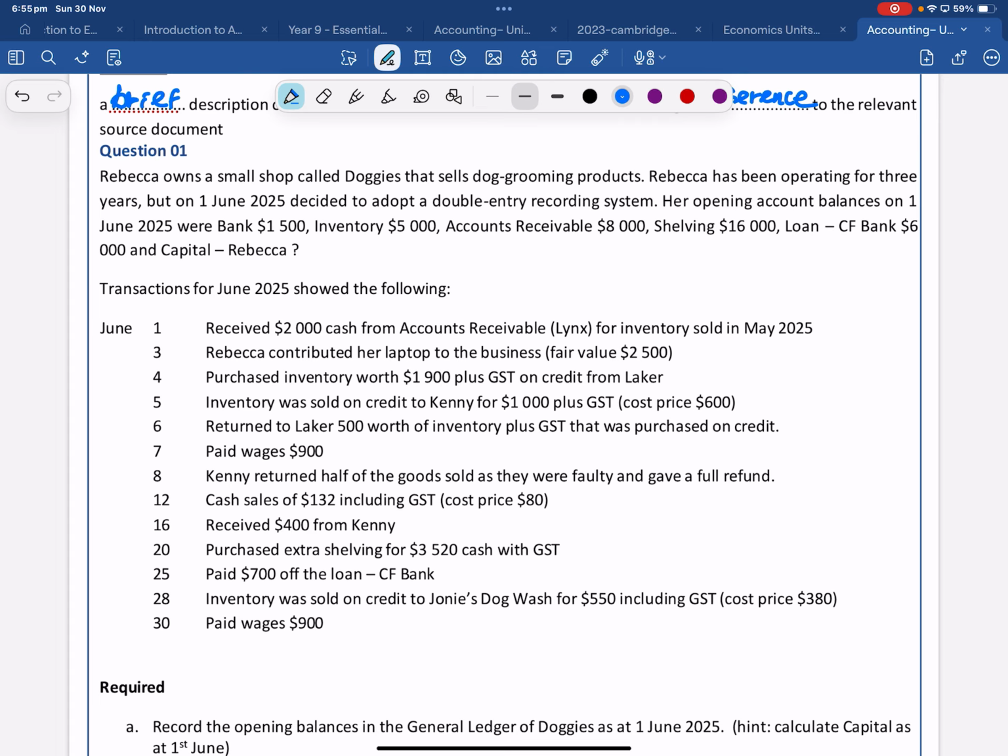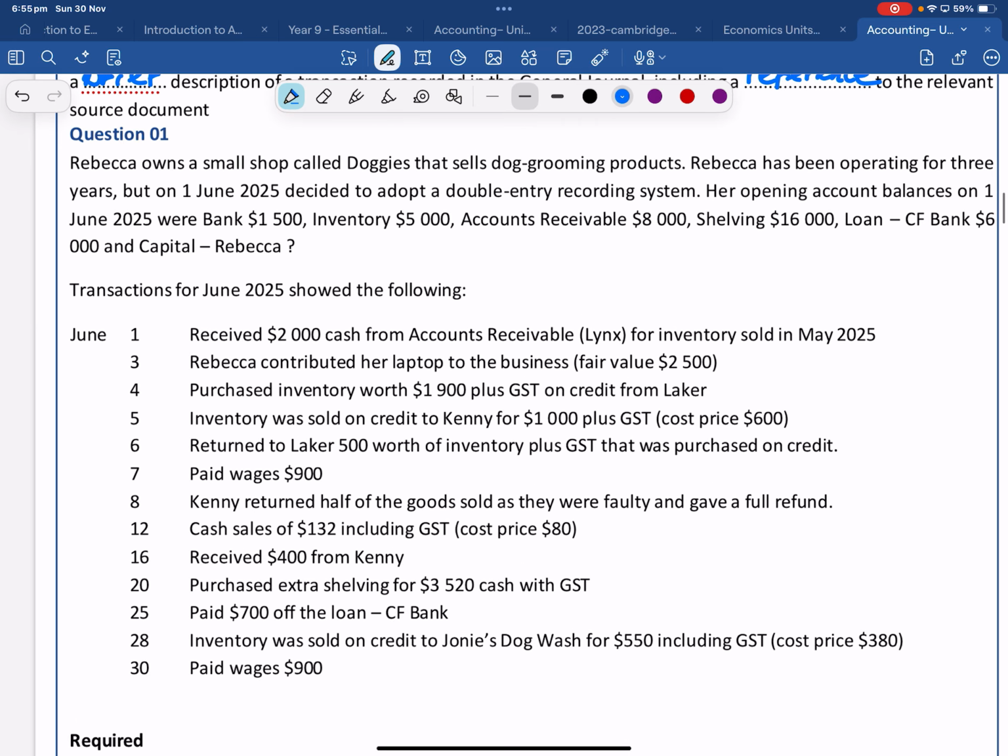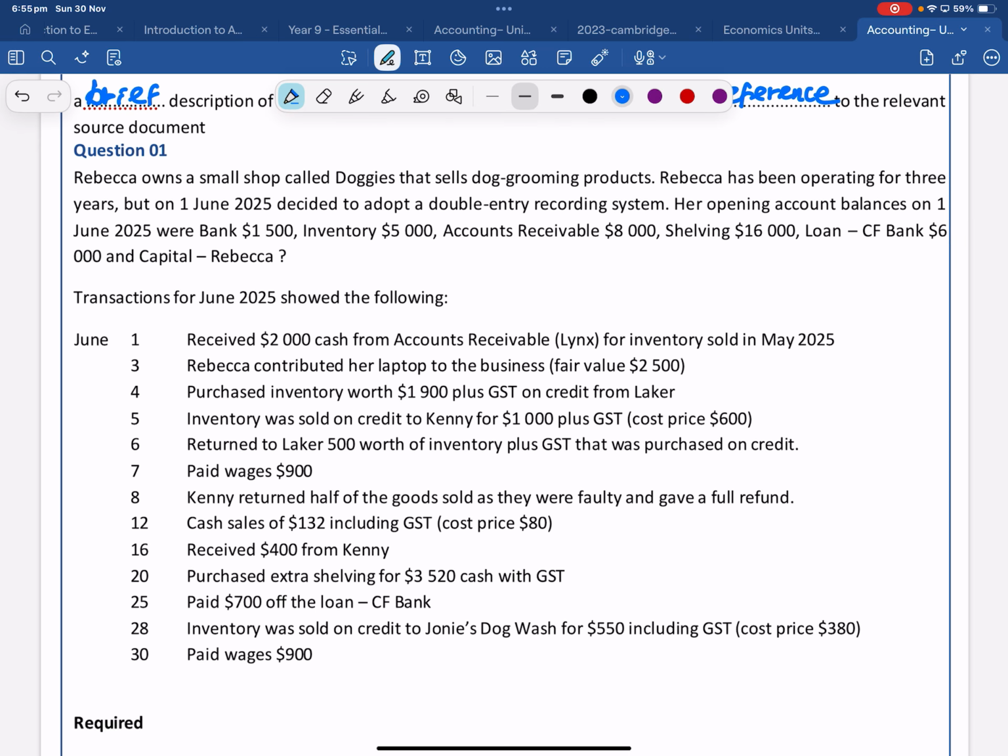When you're writing the opening balances, would you write 30th of May or first? Yes, that's a good question. Which one do we record? 30th of May. No. Or wouldn't you write 1st of June twice? Because of the transaction. Why? Because there's a transaction. Okay, I'll show you then.